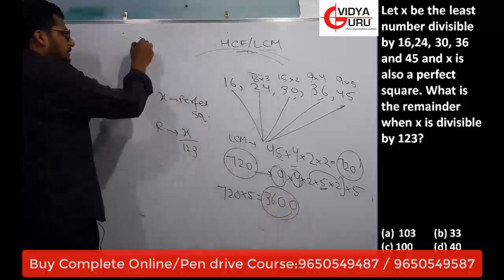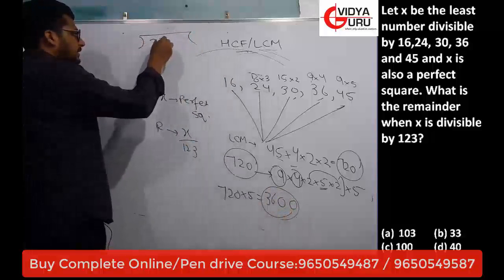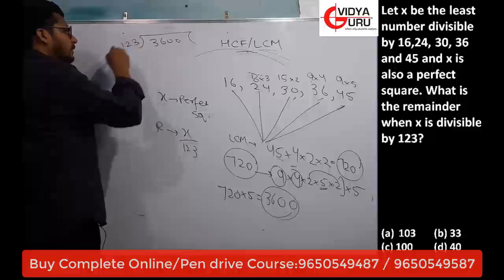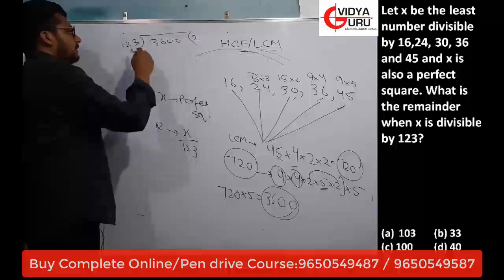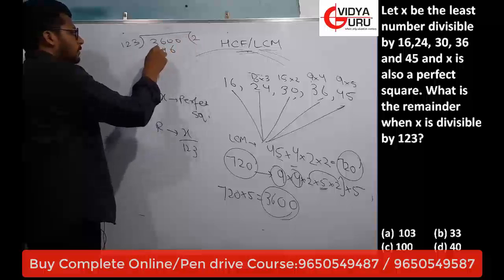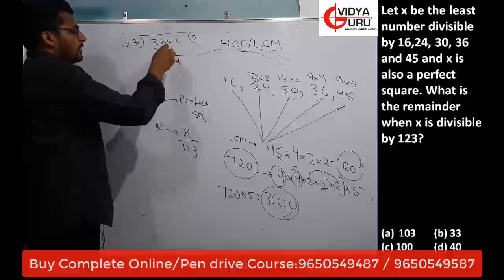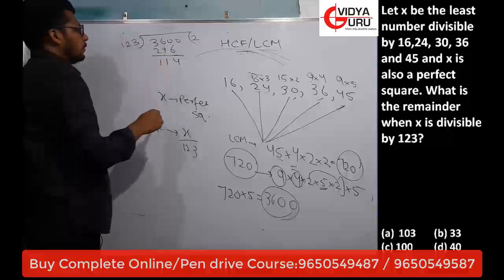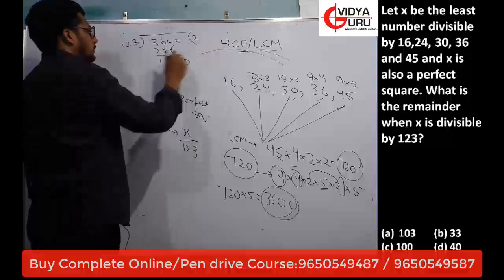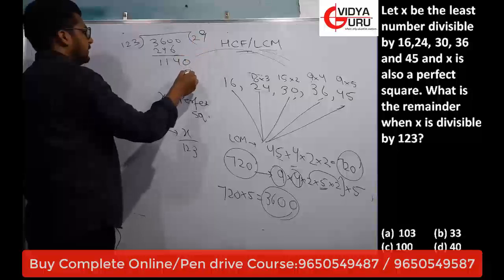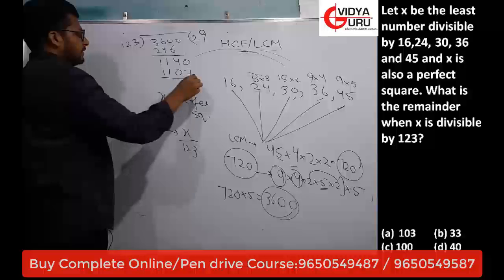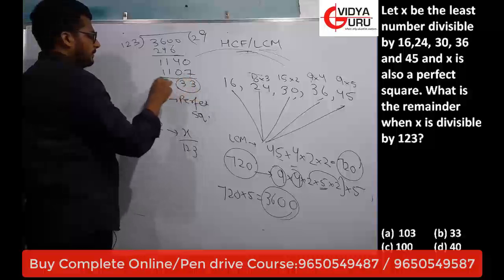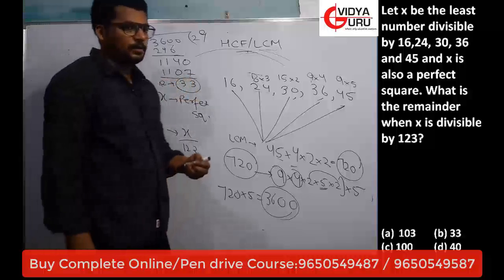The question is asking what will be the remainder. So x is 3600 when it will be divided by 123. It will go 2 times, 2 times 3 is 6, 2 times 2 is 4, 2 times 1 is 2, and 4 will come, 1 will come. Now it will go 9 times, 9 times 3 is 27, 9 times 2 is 18, 9 times 1 is 9. Here what will be the remainder? 33. The remainder will be 33.